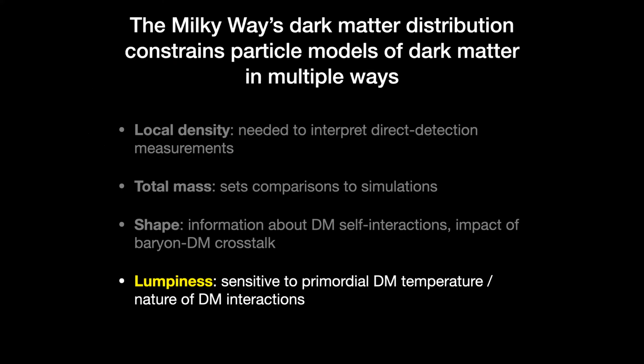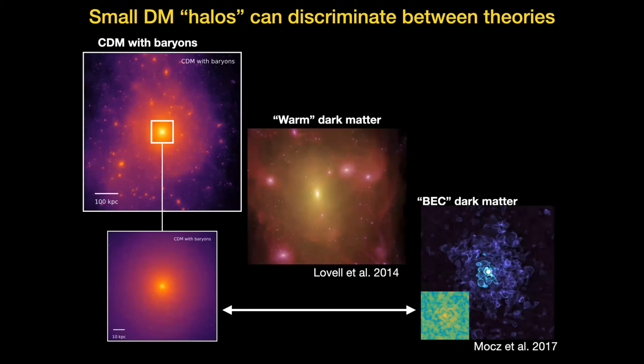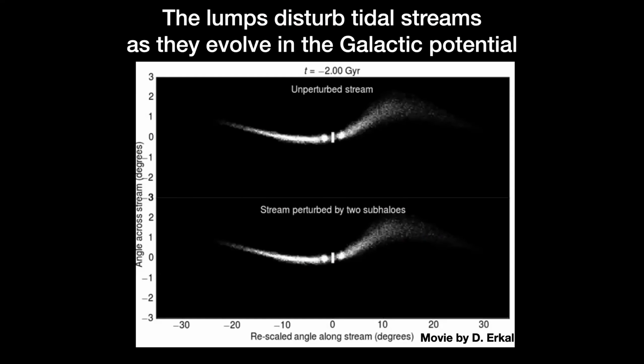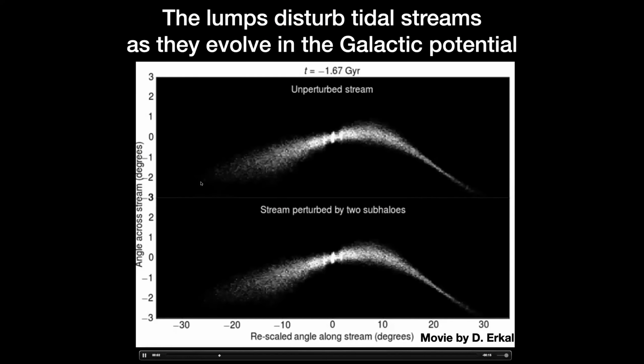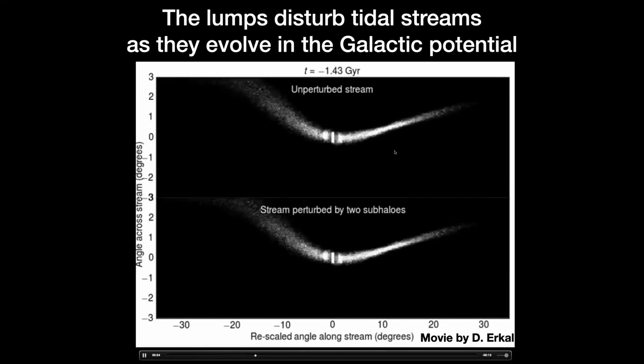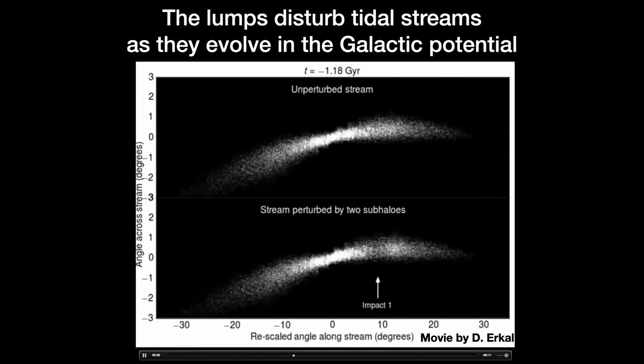All right, in the last couple of minutes, I'll talk about the final thing, which is the small scale structure of dark matter halos, which is a good probe of the primordial dark matter temperature. So these are pretty powerful discriminations between different theories. As you can see visually here, the small scale structure changes quite significantly. And if there are lumps in the halo, then you expect them to disturb the tidal streams as they orbit in the galaxy every time a subhalo passes.